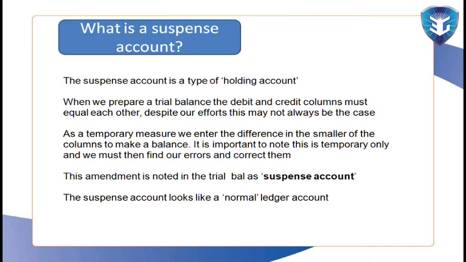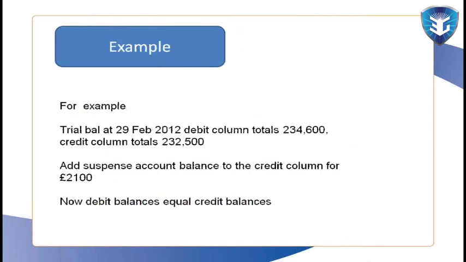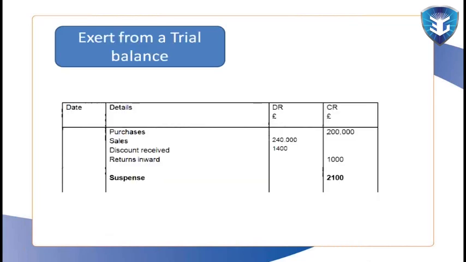The amendment we put in our trial balance is called the suspense account. And as we'll see in a few minutes, the suspense account looks just like a normal ledger or T account, if you're more familiar with that concept. A really quick example. Our trial balance on the 29th of February 2012 had a debit column totalling £234,600. Unfortunately, we had a credit column totalling £232,500. Thus, we needed to add a suspense account balance to the credit column for £2,100 to enable our trial balance to balance. Once we'd done that, our debit balances equaled our credit balances, which is what we want.